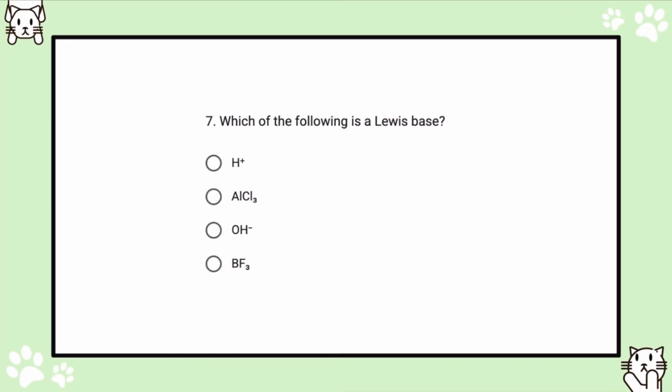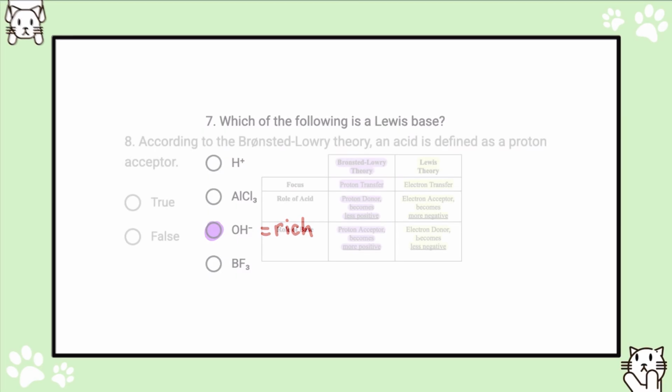Question 7. A Lewis base donates an electron pair. OH- looks like it's electron rich, since it has a negative charge, so it can definitely donate some of its electrons. All the other options are Lewis acids because they are electron poor, hence electron pair acceptors.